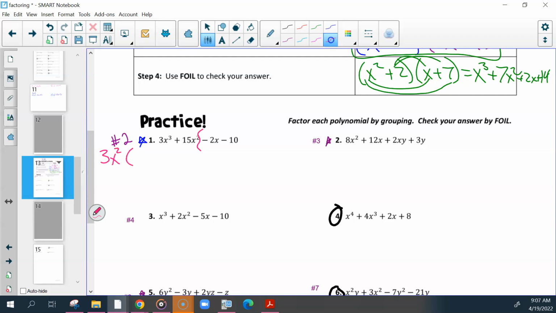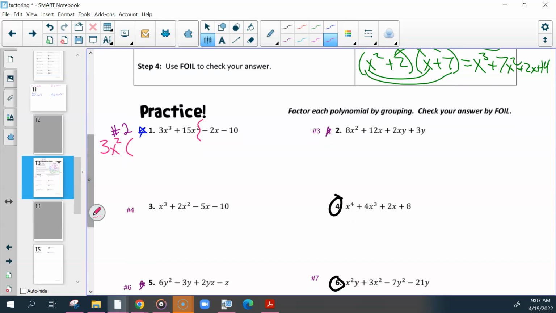I have a question. What's our GCF? 3x squared. Wait, so the GCF is the thing that's on the first number? No. It's what they have in common. Grouping only works with this 4. If we divide both of these by 3x squared, what will be left? x plus 5 for the second part, yes.